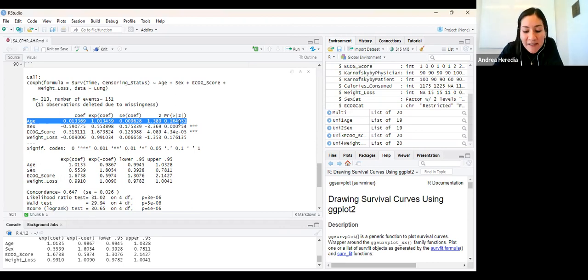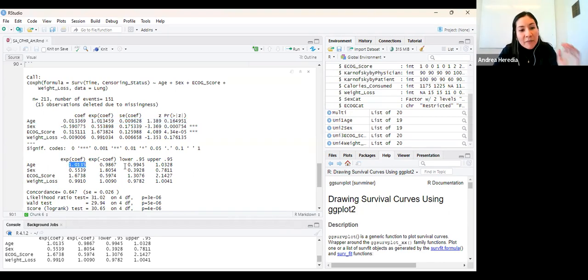Our p-value is now 0.16. Our hazard ratio is 1.01 with a 95% confidence interval that does include 1. This is basically saying that when we're holding all of these other covariates constant, every increase in year, an additional year of age, increases the daily hazard of death by 1.01, or 1%, which is really not a significant contribution.